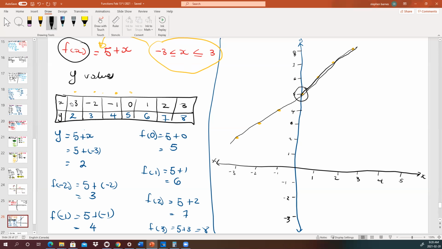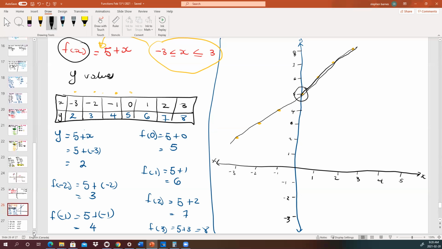And so what we did, we had all of our x values, we put them in a table, and then we plugged each of the values individually into the function and got a corresponding y value. We did that for all 7 of these x values, so we had 7 calculations. And then for each pair, we plotted it on a graph, just to give you an idea of what that looks like.